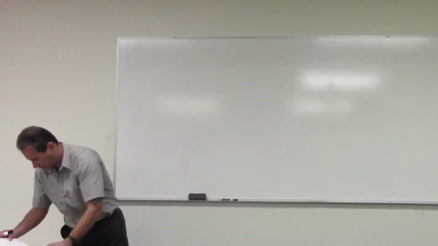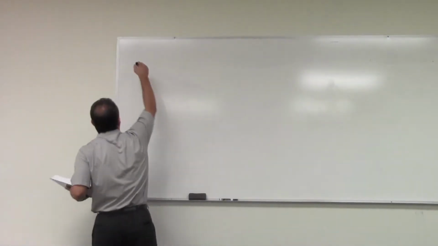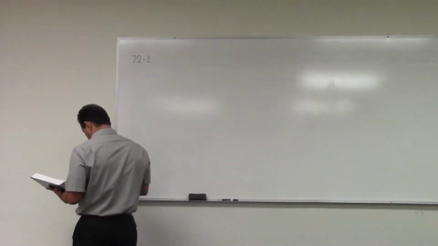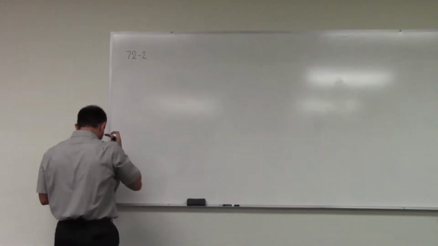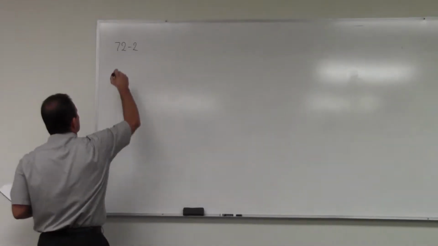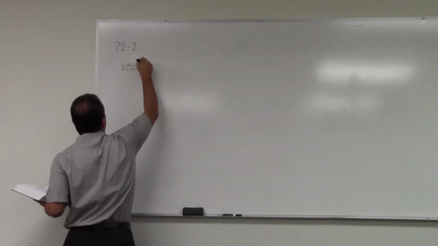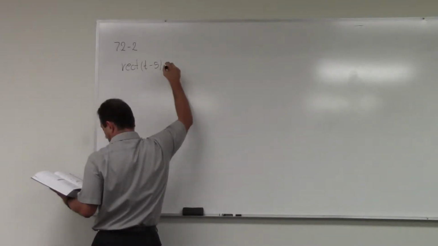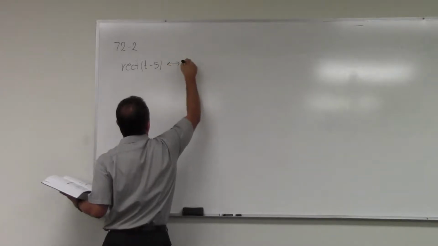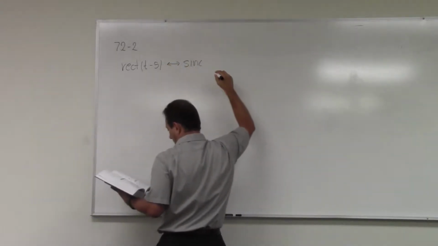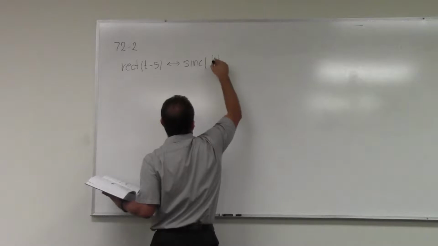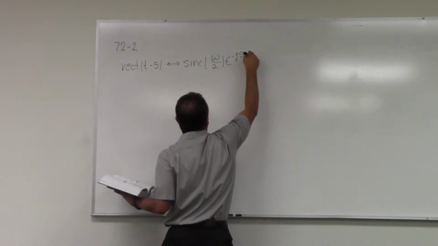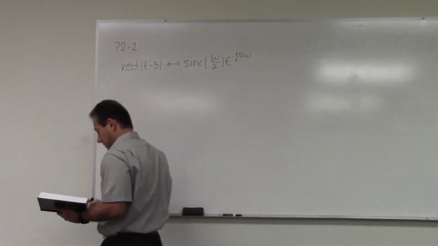The first problem I'm going to do is problem 7.22, and that one actually does not require us to use the table. It says, from the definition of the Fourier transform, show that rect of t minus phi has a Fourier transform of sinc of omega over 2 times e to the minus j phi omega.